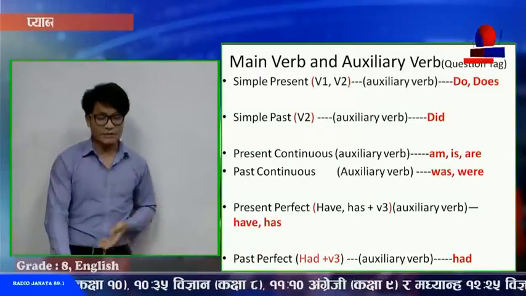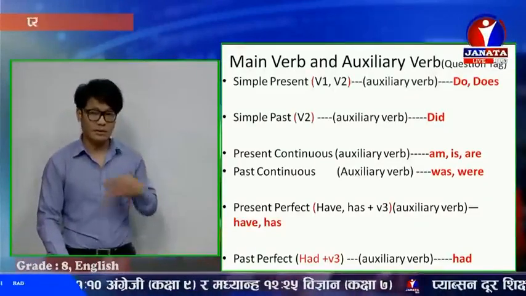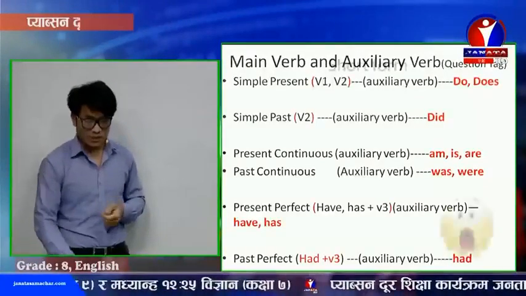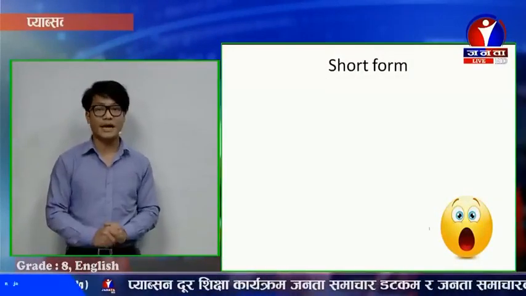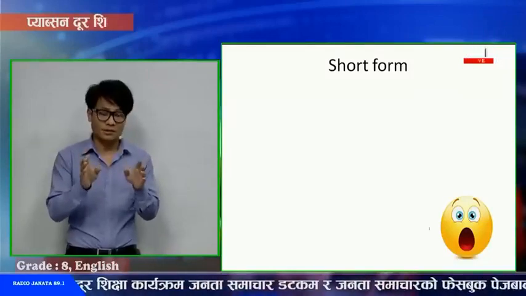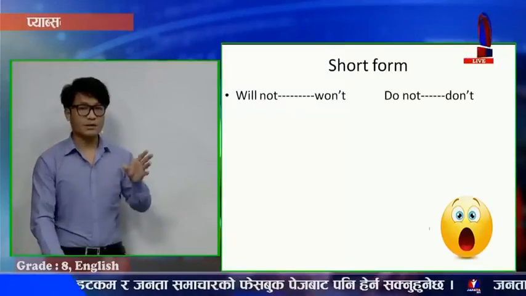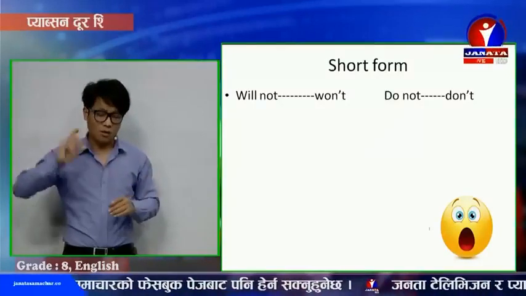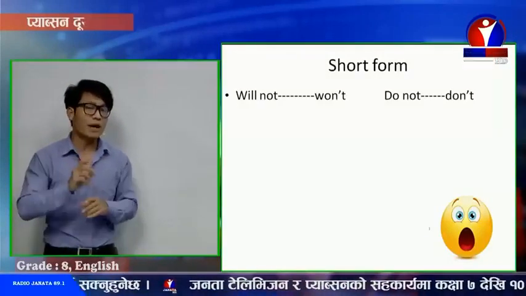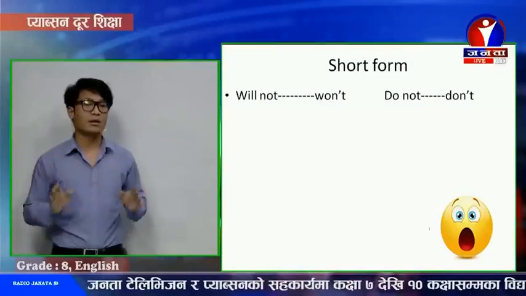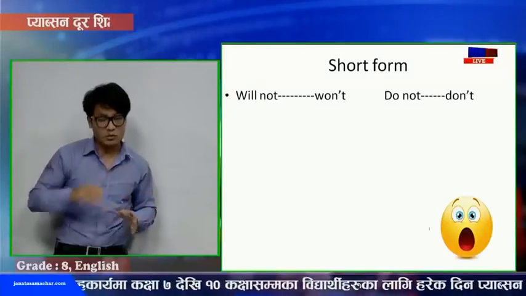So after completion of how to change the noun into pronoun and verbs and their auxiliary verbs, now it's time to discuss short forms, because short forms are very important in question tags. We cannot write the answer in full, so we need to write the answer in short form, like will not. The short form of will not is won't. You cannot write will not in a question tag, you need to write won't. So you should have good knowledge of how to change these types of verbs into short form.